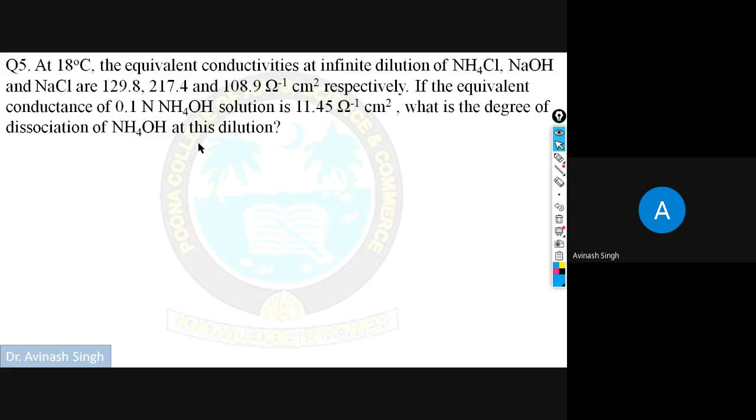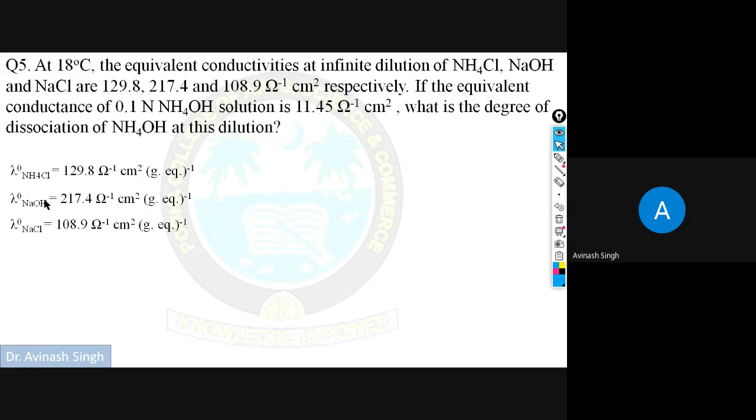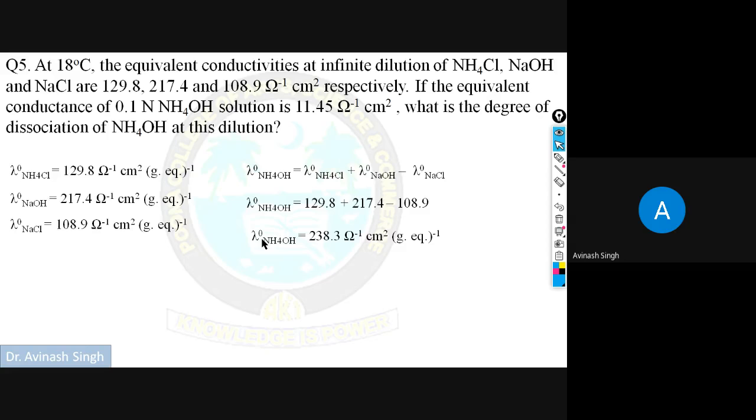Fifth question. This is a question based on Kohlrausch's law. You've been given the equivalent conductance at infinite dilution for three salts: ammonium chloride, sodium hydroxide, and sodium chloride, all strong electrolytes. So let's write down the given. This is for ammonium chloride, this for NaOH, this for NaCl. Using Kohlrausch's law, equivalent conductance at infinite dilution for ammonium hydroxide will be ammonium chloride plus sodium hydroxide minus NaCl.